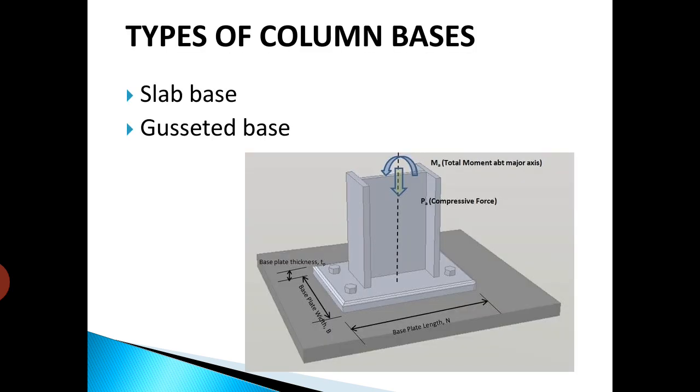Next is the types of column bases. There are two types of column bases basically. One is the slab base, and the other is the gusseted base. Slab base and gusseted base.